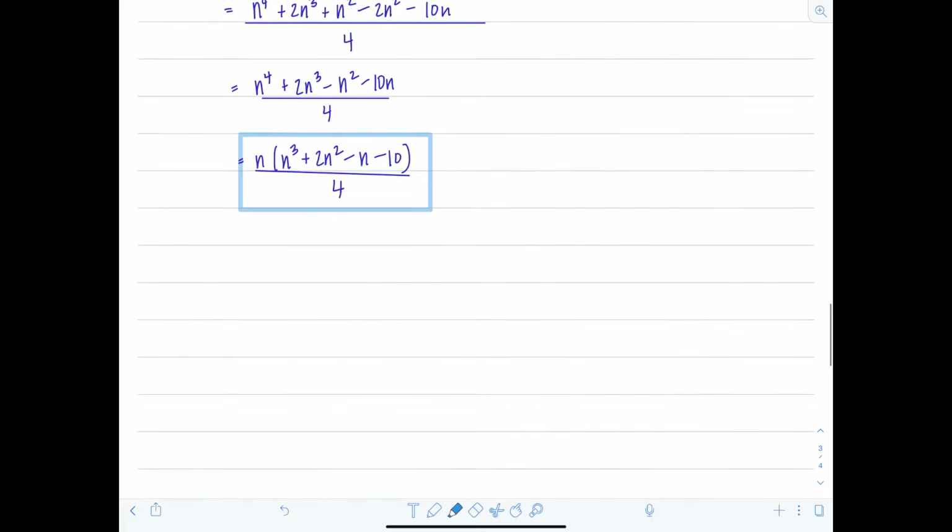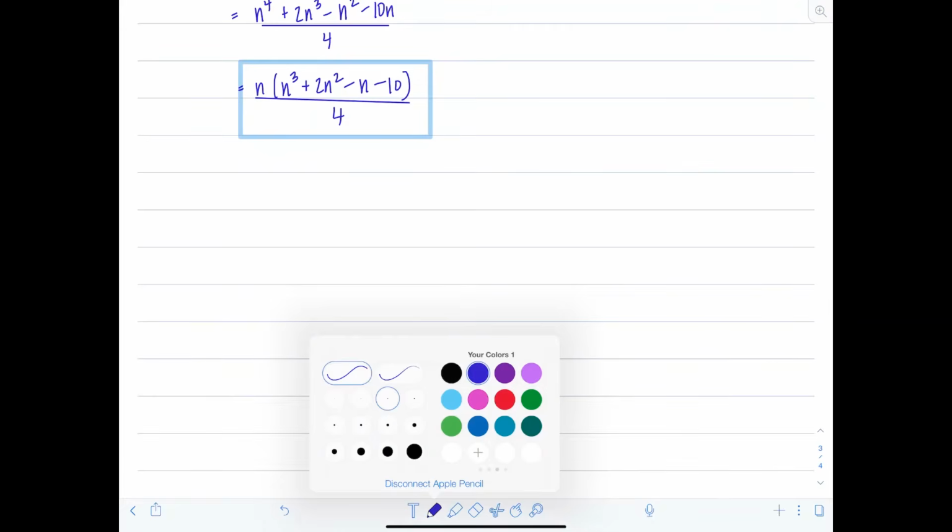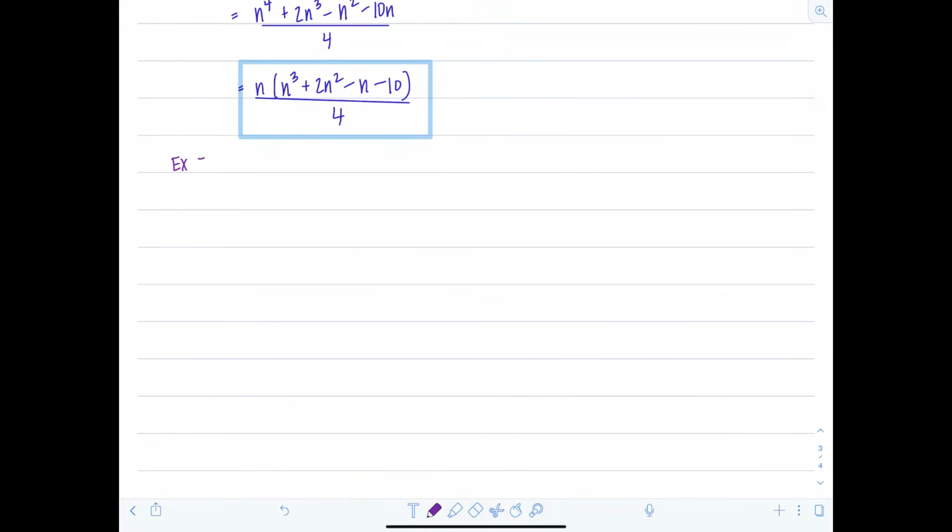Next one, example 5, asks us to evaluate the telescoping sum. Now this is something you're going to need, especially when you study sequences and series in Calculus 2. So a telescoping sum is one where a lot of the terms in the middle collapse, like a telescope does when you close it. So we have the sum i equals 1 to n of i to the 4th minus i minus 1 to the 4th.